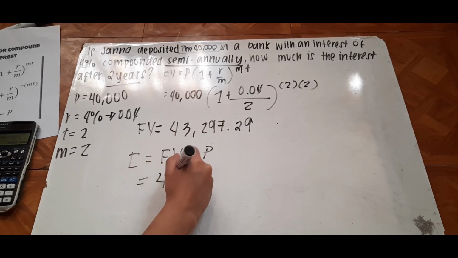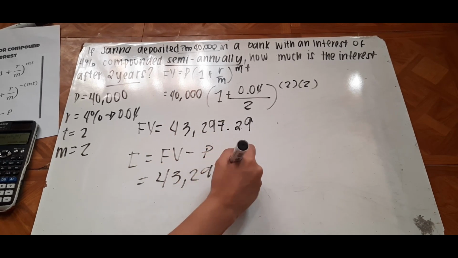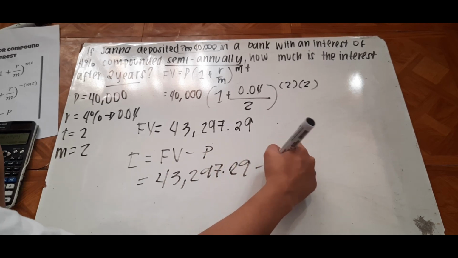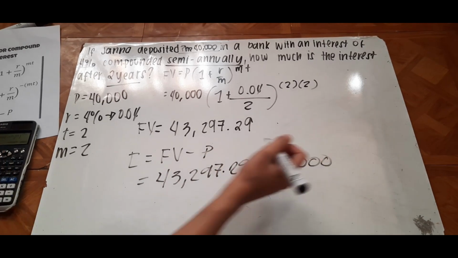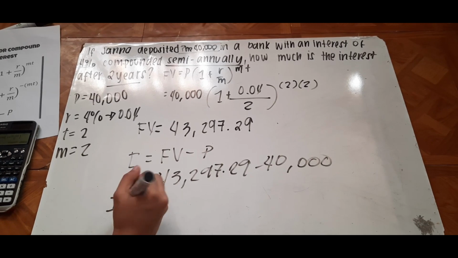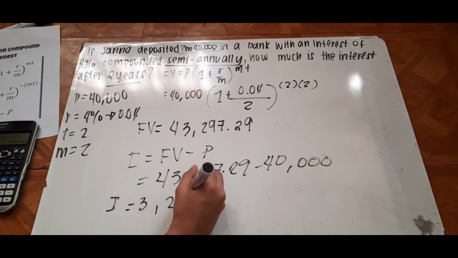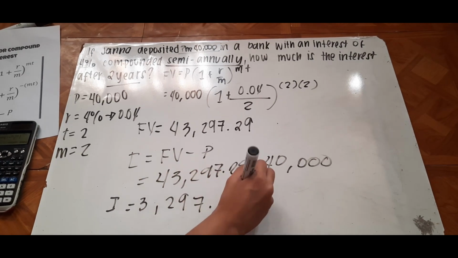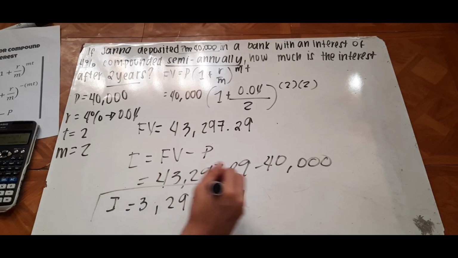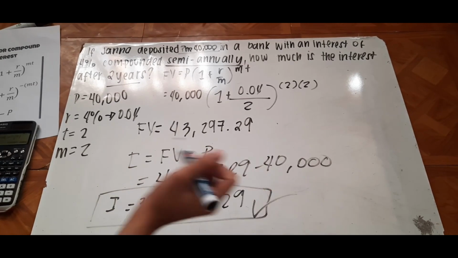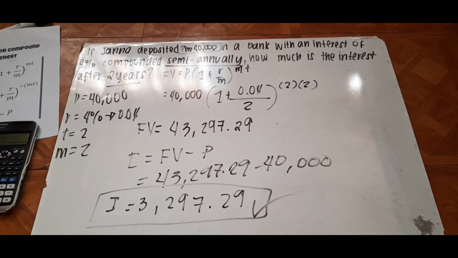So substitute all the given, 43,297.29 minus 40,000. And the answer would be 3,297.29. So this is the final answer. Check your answers if you got correct, or look if you got wrong, then look at the part where you got wrong and try to understand why you got it wrong.